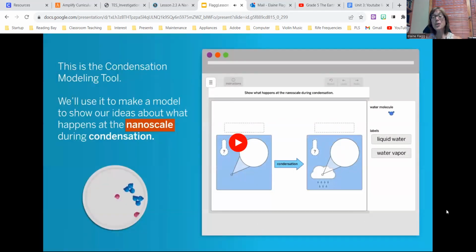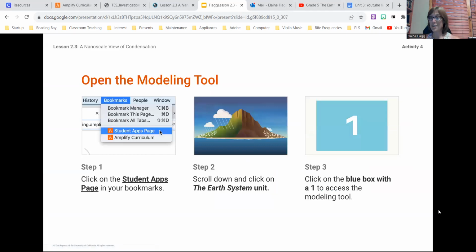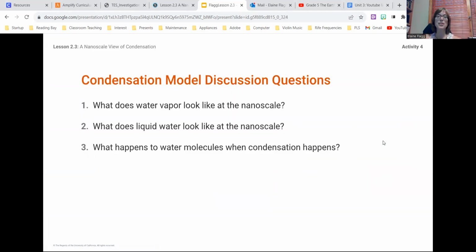Okay, so you're going to be using the condensation modeling tool. So now, once again, I have to check and make sure that these are the correct ways that you're going to be accessing the sim. They say under bookmarks, I have a pretty good idea that we'll probably be going through Clever, but I will give you more specific directions after tomorrow when I come to school. So you are going to be working with a condensation modeling tool.